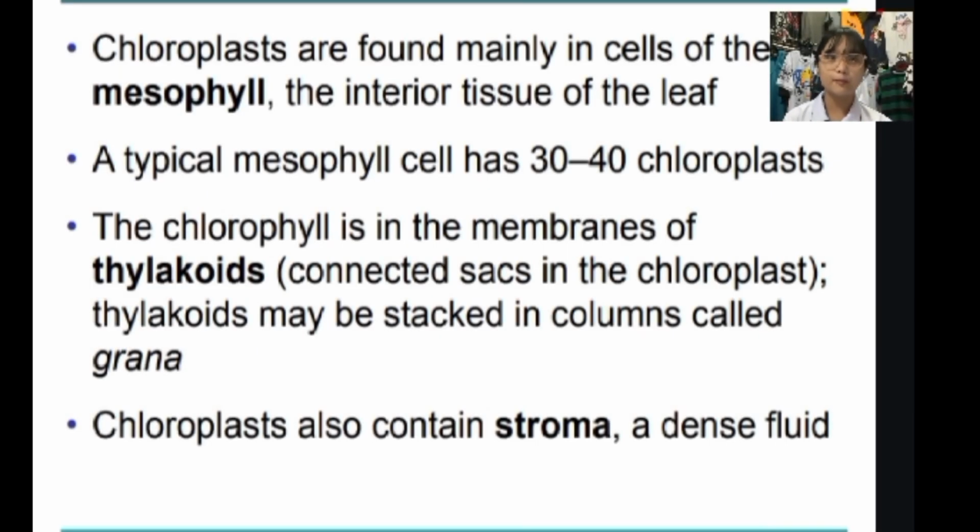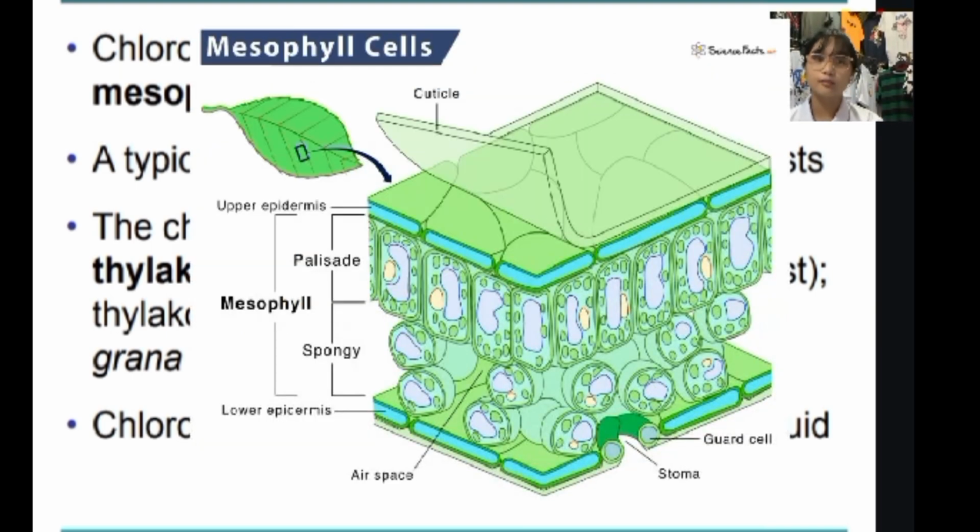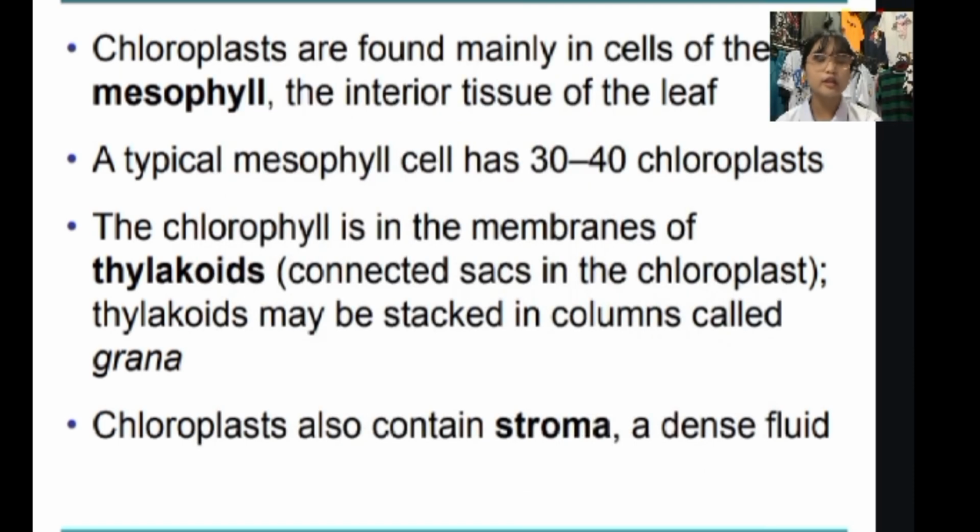For the next slide, it says here that chloroplasts are mainly found in the cells called mesophyll. So mesophyll is the interior tissue of a leaf. So it's typical that one mesophyll cell has about 30 to 40 chloroplasts in it.